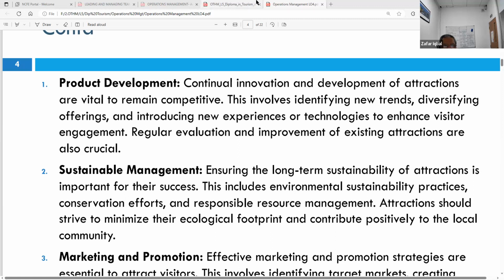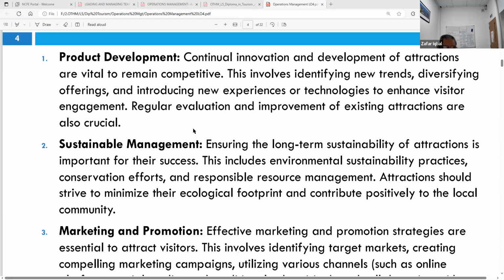Right, so product development is very important: the continual introduction of new products, new developments, and new ways of competing and remaining in the business.